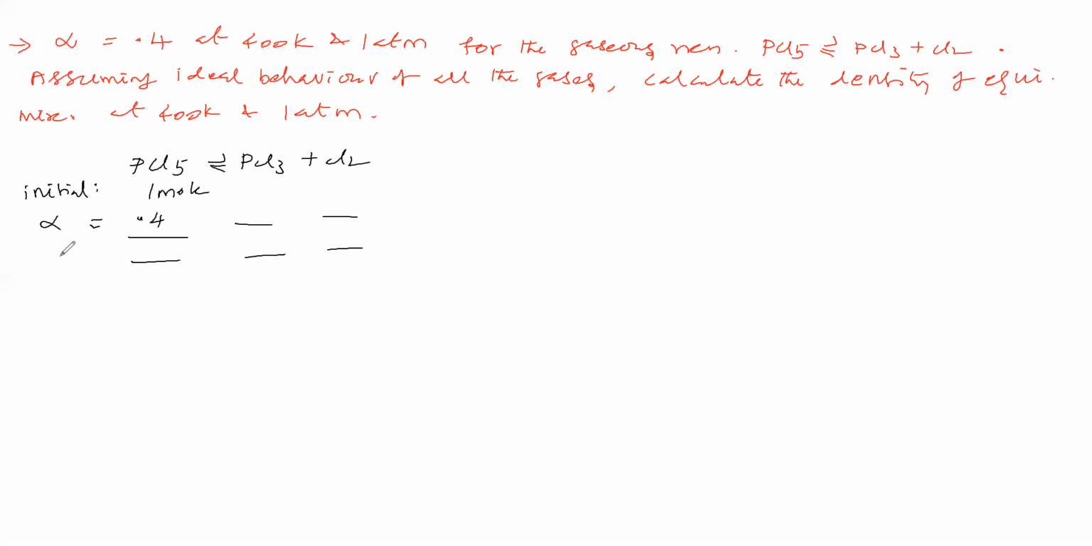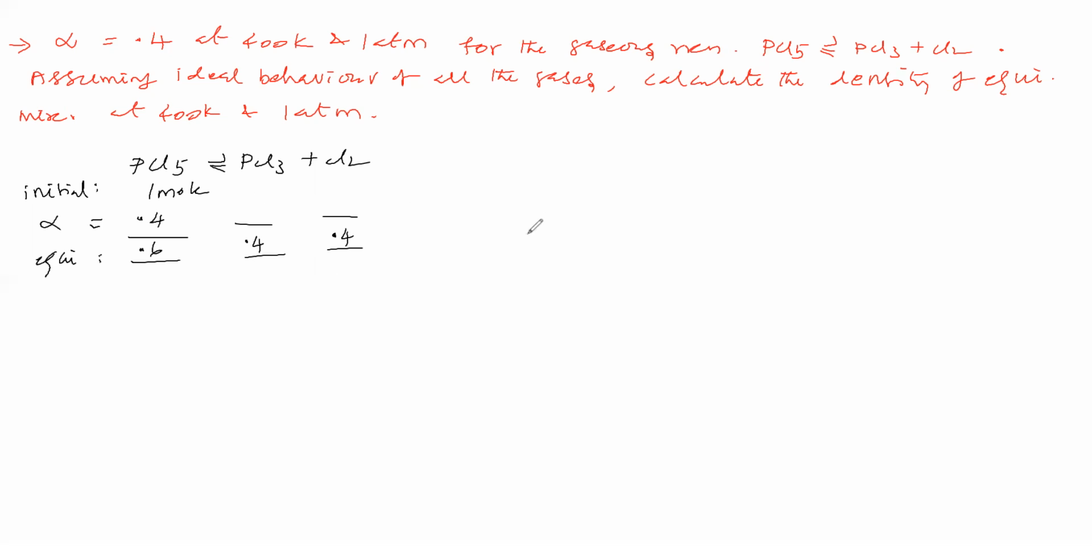Then we can say at equilibrium how much PCl5 will be there? 0.6 mole will be there. How much PCl3? 0.4. How much Cl2? 0.4. Now we will proceed with the problem by assuming PCl5 as 1 mole. Then we will see other possibilities also.